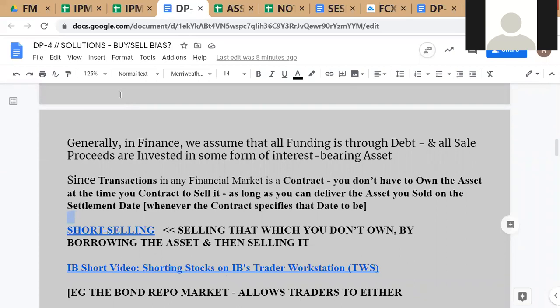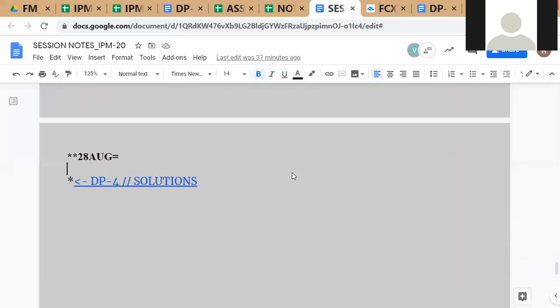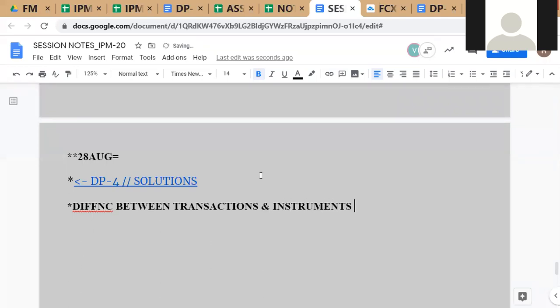So what we will do is we will just put in a note here, since we had this discussion, about the difference between transactions and instruments, just to clarify, so that other people can also be clear about it, maybe others also had that doubt in their mind. So, difference between transactions and instruments. Okay, a transaction can involve any type of instrument.